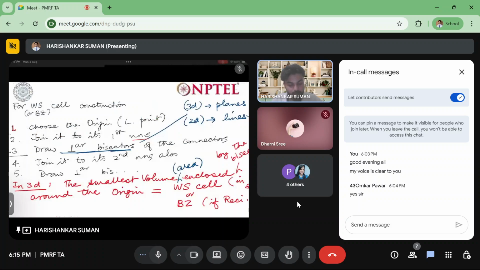So we also construct Wigner-Seitz cells for this, as a rule. First we choose the origin lattice point, join it to its first neighbors, then draw the perpendicular bisectors of the connectors, and join to its second neighbors also and draw the perpendicular bisectors. And this is the smallest volume.